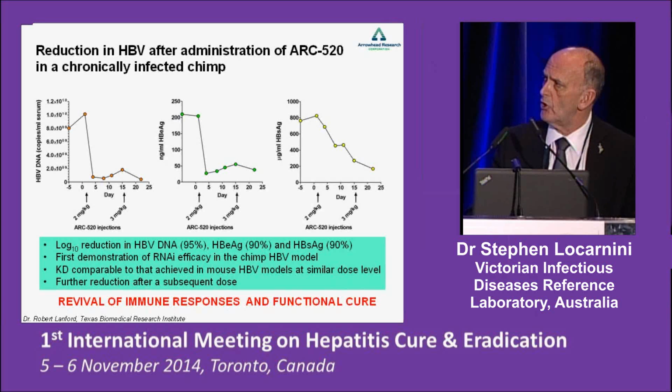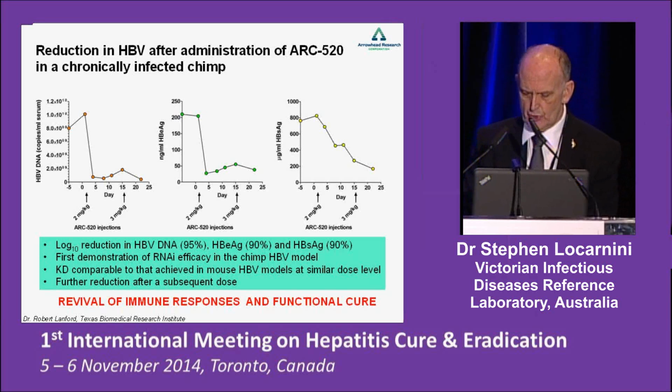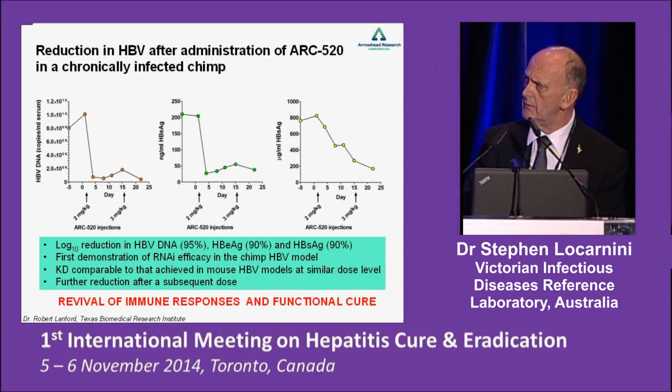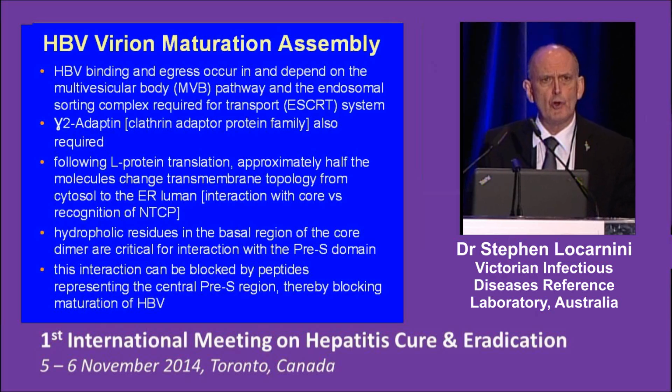They've got a 2 to 3 log knockdown in DNA, E antigen, and S antigen with that one particular ARC520 formulation, at a 2 milligram per kilogram dose here, followed by a 3 milligram per kilogram dose here. So the next steps are poised for, if we can do that for S antigen, we're blocking for core, can we actually block for virus?